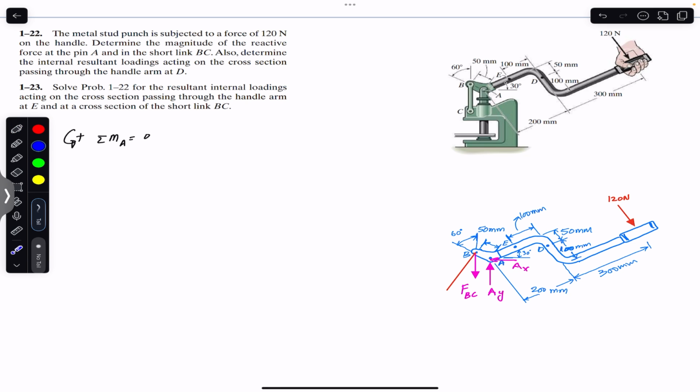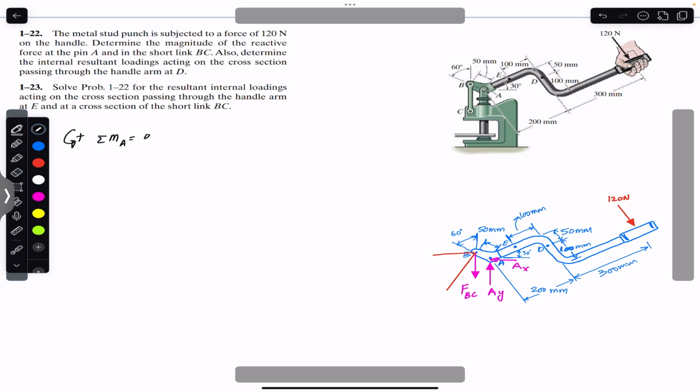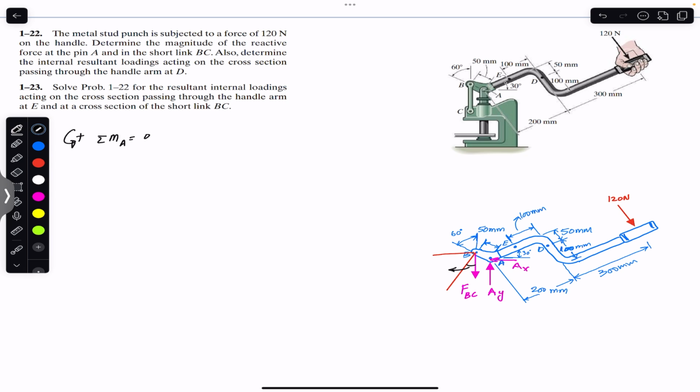So this red line is perpendicular to this line, and if I draw another line, this horizontal line, this line is perpendicular to this line. So this angle is 60 degrees. If this is 60 and this is 90, then this angle is 30. So we can say that this angle is 30 degrees. So now we can resolve this FBC into its components. We will have one component of FBC in this direction, and one component in this direction.